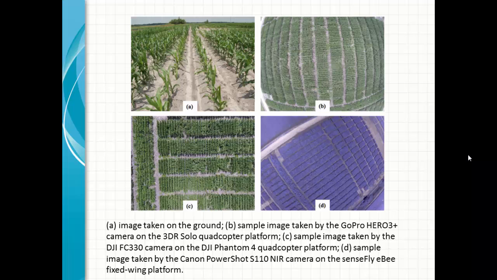Here are several sample images showing the images by the platform as well as on the ground. The first is on the ground. The second is the sample image taken by GoPro Hero 3 Plus. The third is the sample image from DJI Phantom 4. And the fourth one is the sample flight image from EB, which is a near infrared image, so the color is different from the latter three.